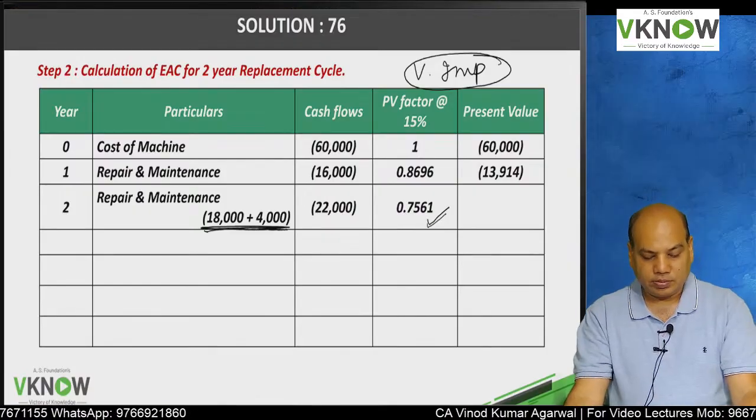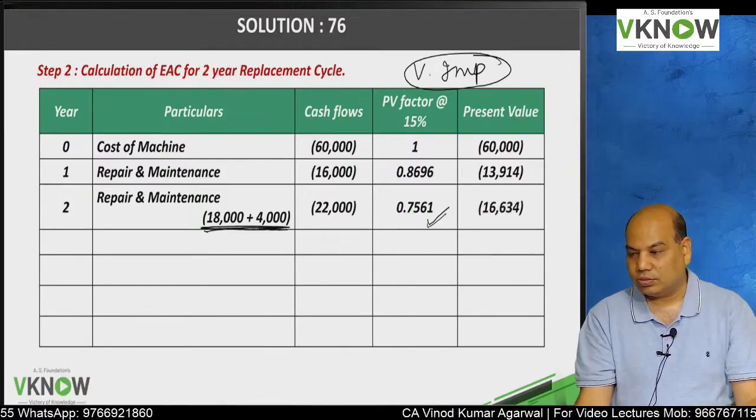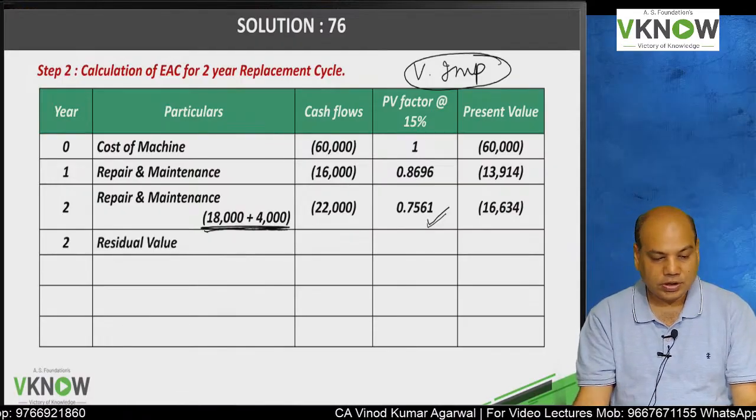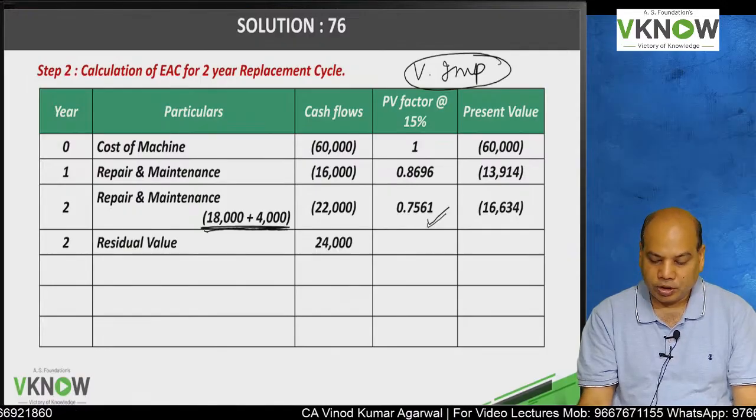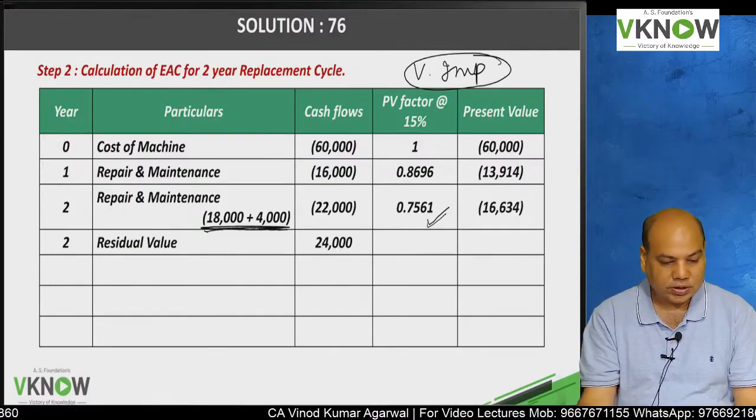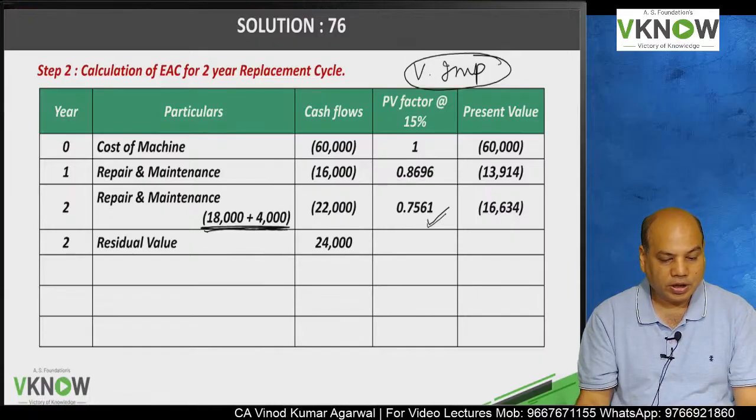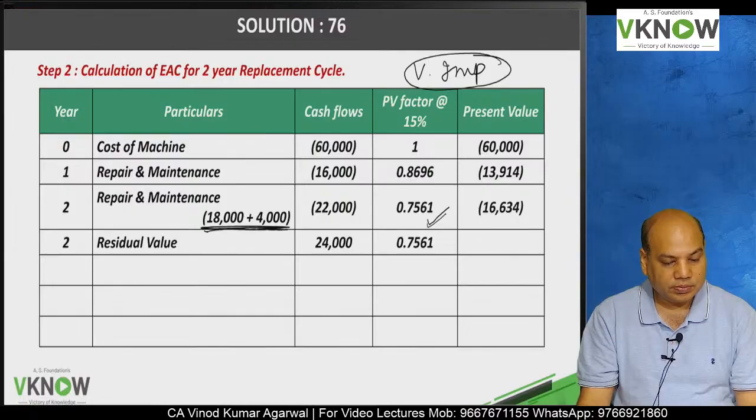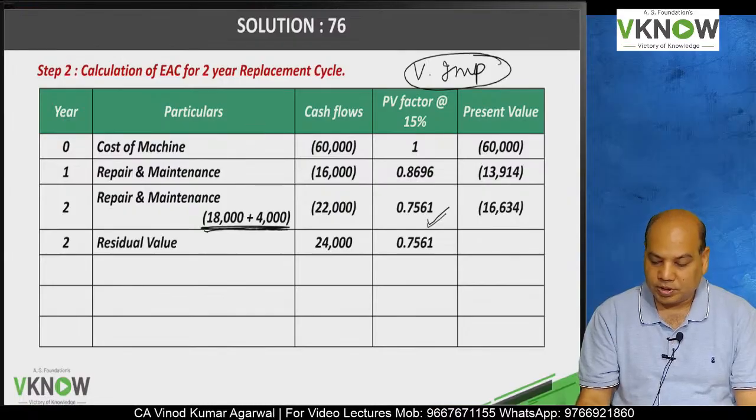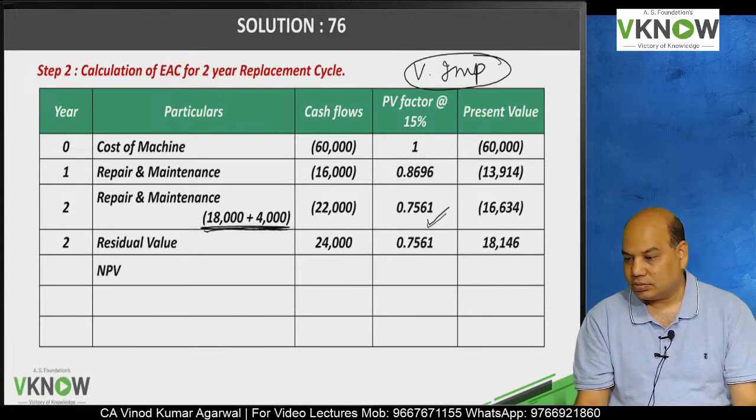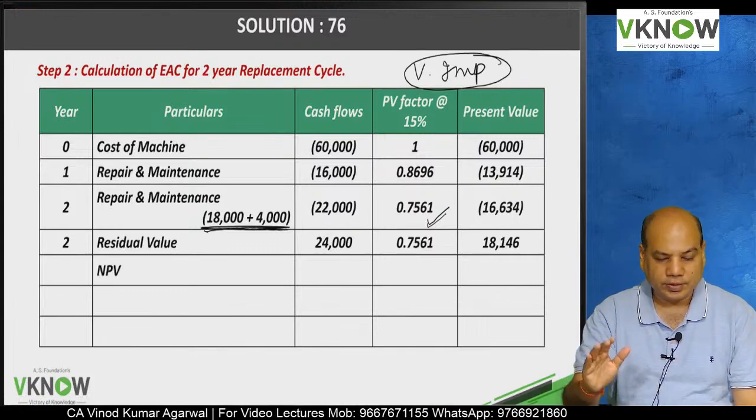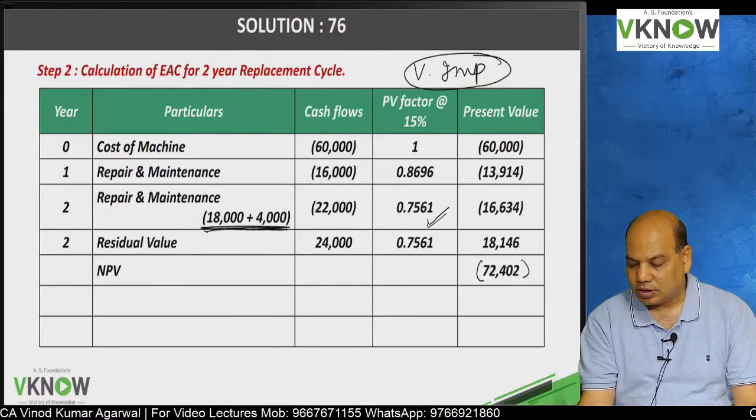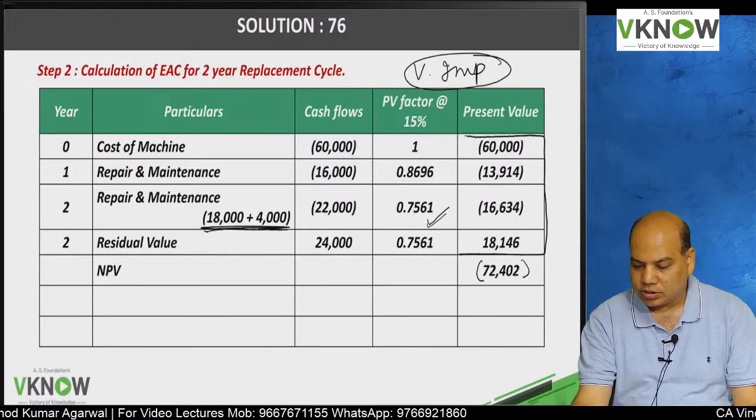The factor is printed in the book. Please make use of the factor. Present value 16,634. Very good. Come on, next. Residual value year 2. I have asked you to write these numbers. It was not properly appearing in the booklet, there was some printing error. Present value 18,146. The answer should flow smoothly without effort. It should be an effortless task. Take the total of these first 4 numbers.